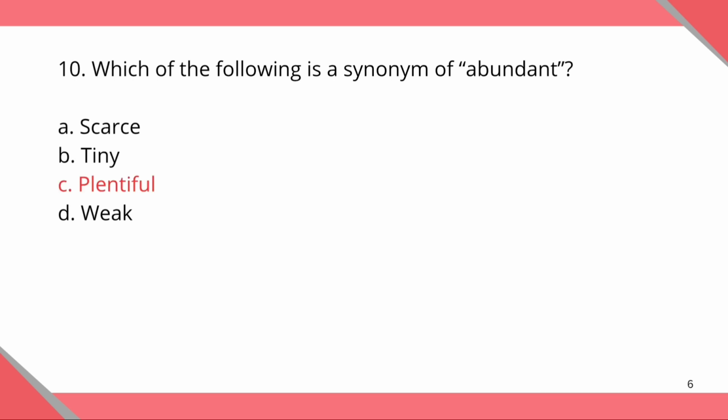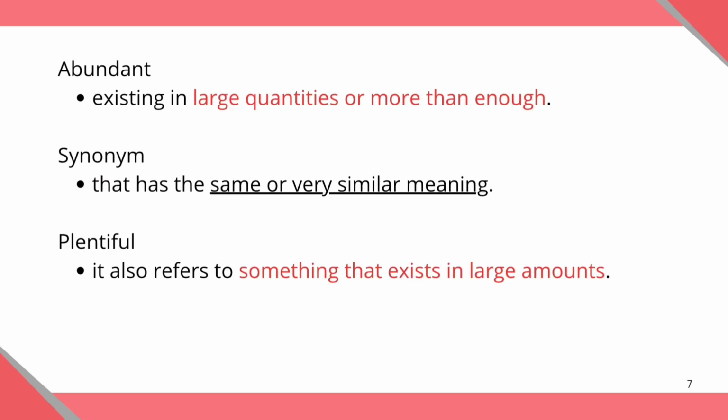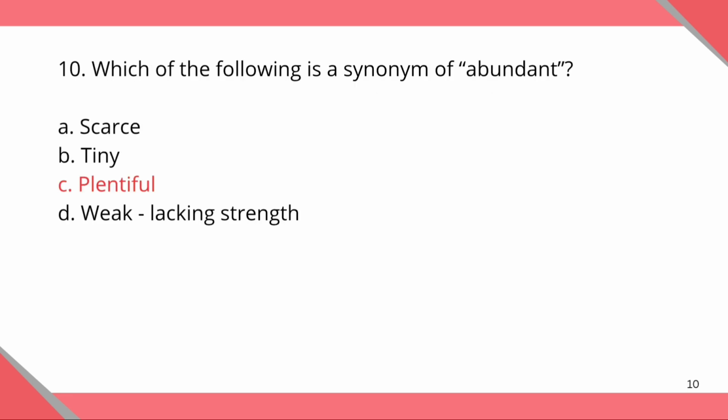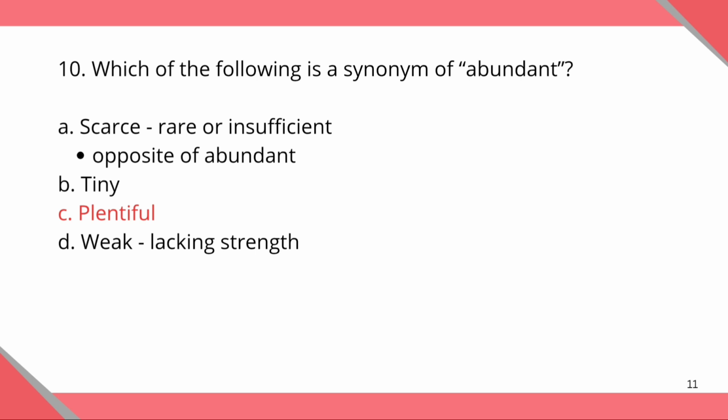The correct answer is letter C, plentiful. Abundant means existing in large quantities or more than enough. A synonym is a word that has the same or very similar meaning. That is why plentiful is the correct answer, as it also refers to something that exists in large amounts. While the option D, weak, means lacking strength, it is not related to abundance. The option A, scarce, means rare or insufficient, it is the opposite of abundant, and the option B, tiny, means very small.